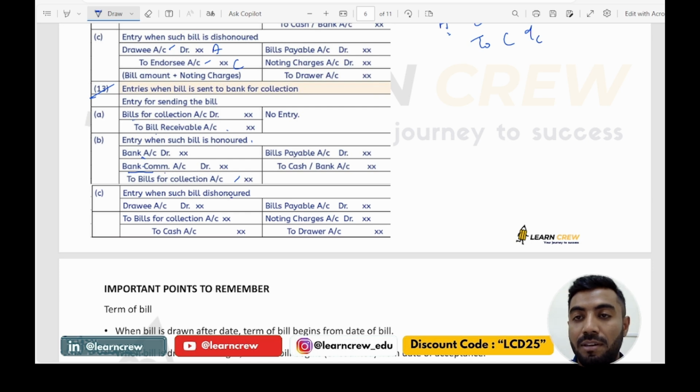When the same has been dishonored, again, the drawee's account will always be debited when the bill is dishonored. And again, bills for collection, which had been debited, now will be credited. And whatever the charges are, they have to be paid in cash. Okay, I think this is clear.